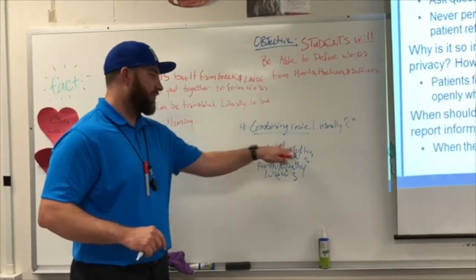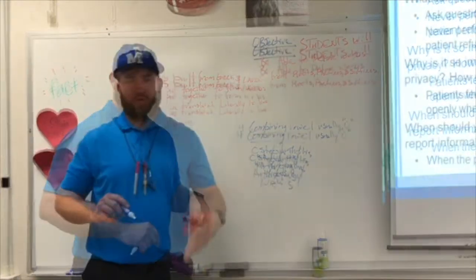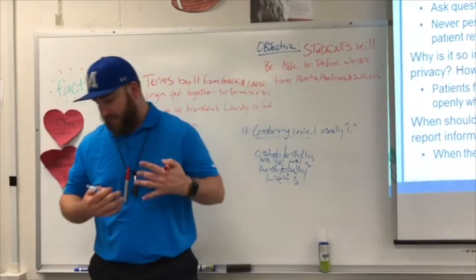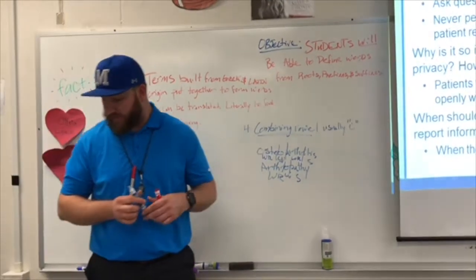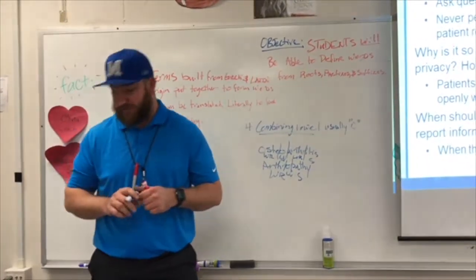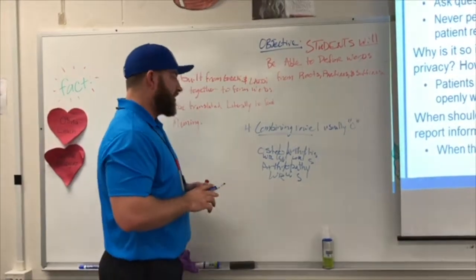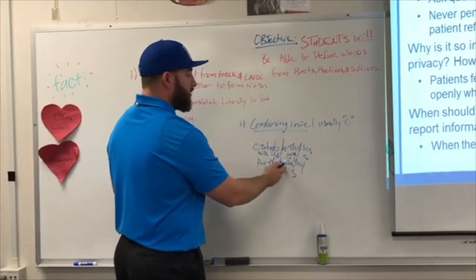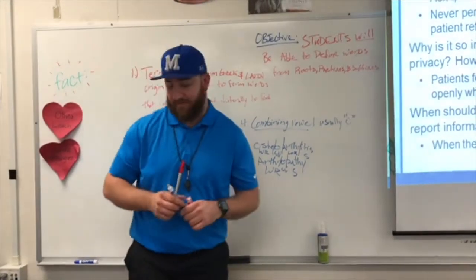So we have osteoarthritis and arthropathy. So on combining vowels, there are four rules or guidelines that we follow. So the first one is when connecting a word root and a suffix, okay, a combining vowel is used if the suffix does not begin with a vowel. So in this instance, our suffix does not begin with a vowel, so we use the combining vowel.